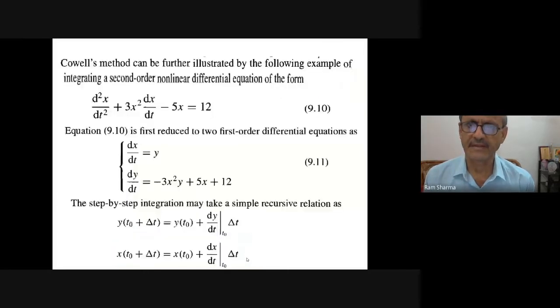And this is a simple method, just to teach how to make a second order differential equation into first order and then how to integrate them. So this is just to give an illustration of the integration process.